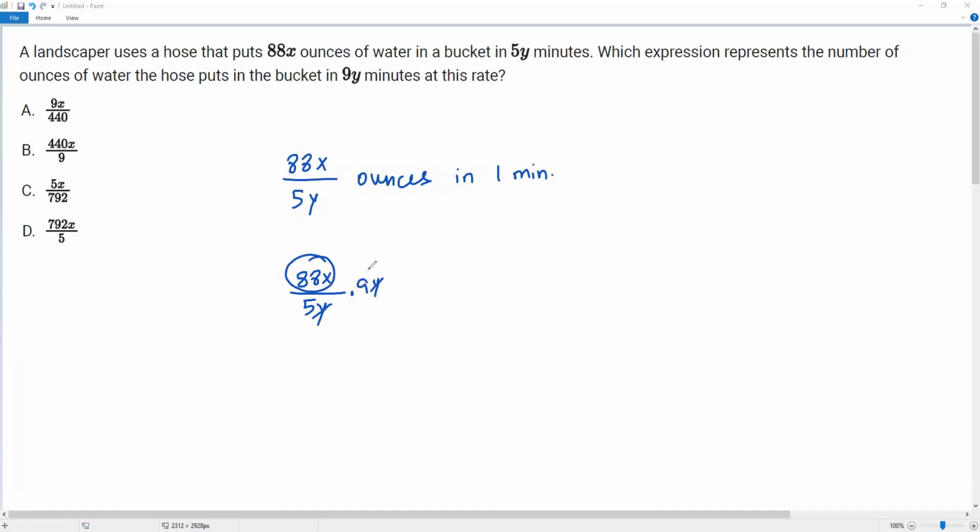When I multiply this 88x and 9, I am getting 792x over 5. This is the number of ounces of water the hose puts in the bucket in 9y minutes. We find this 792x over 5 in answer choice D. The correct answer choice for this question is D.